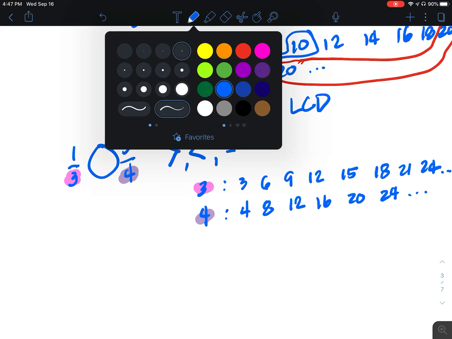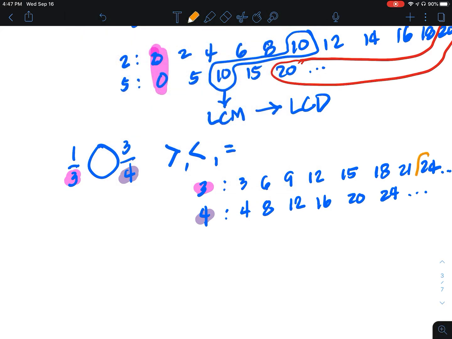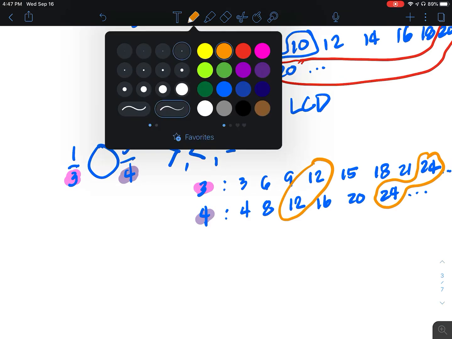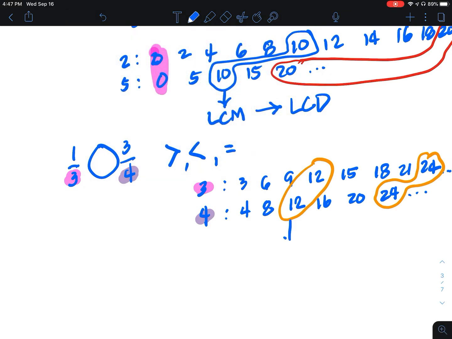So if you notice here, we have two common multiples, 12 and 24, and there are actually more multiples, but these are the only two that we'll look at right now. But you notice that the least common multiple will be 12. So this is our least common multiple. Remember, we talked about it's the same as LCD. So therefore, the least common denominator of 1/3 and 3/4 is 12 as well.